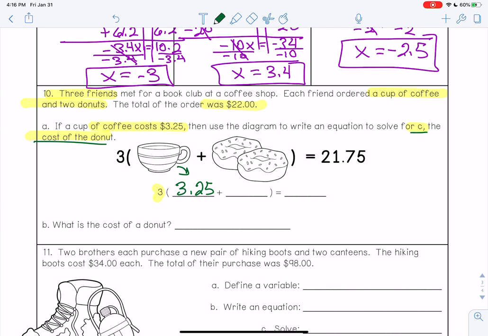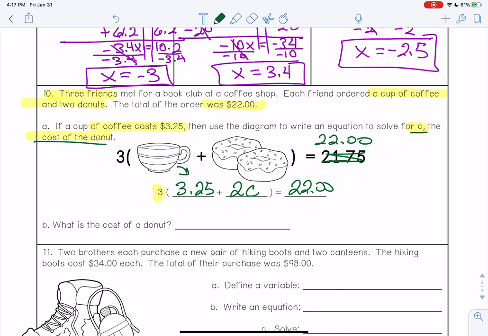So if we have 2 donuts and we don't know what the price of the donut is, then that would be 2 times C, our mystery number, okay, our variable C. And then it equals a total of $22. So once again, I think this is a typo. And now it asks, what is the cost of a donut?